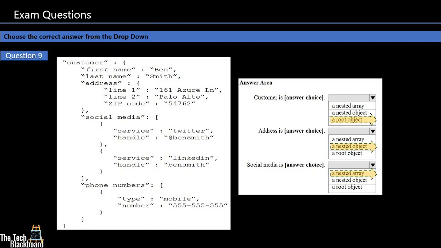Now that we have done a lot of drop down questions, let's pick some other style of questions. Let's pick yes no questions. In these kind of questions, you will be given a single or multiple statements and you have to pick yes or no. Let's see our question number 10.